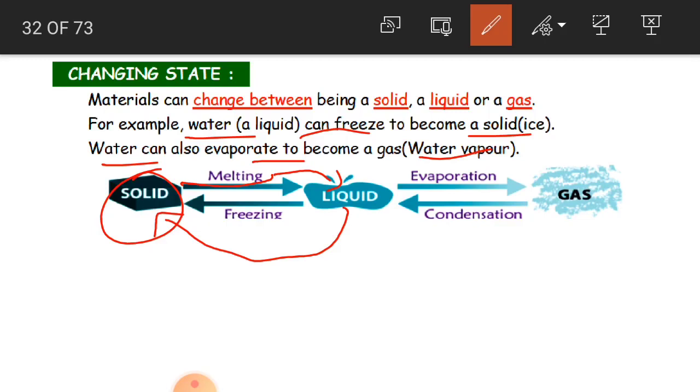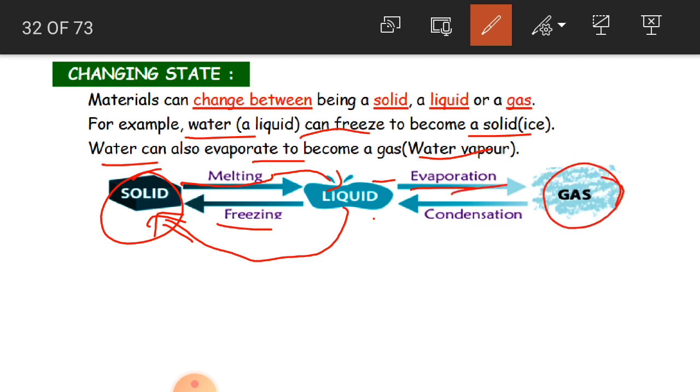You have to know which state is going to change into what, in which process. So melting, freezing, evaporation and condensation are all processes where the state of matter changes from one type to another. Remember, when you melt a solid, it becomes liquid. When you freeze a liquid, it becomes solid. And when a liquid is exposed to heat and evaporates, it becomes gas.